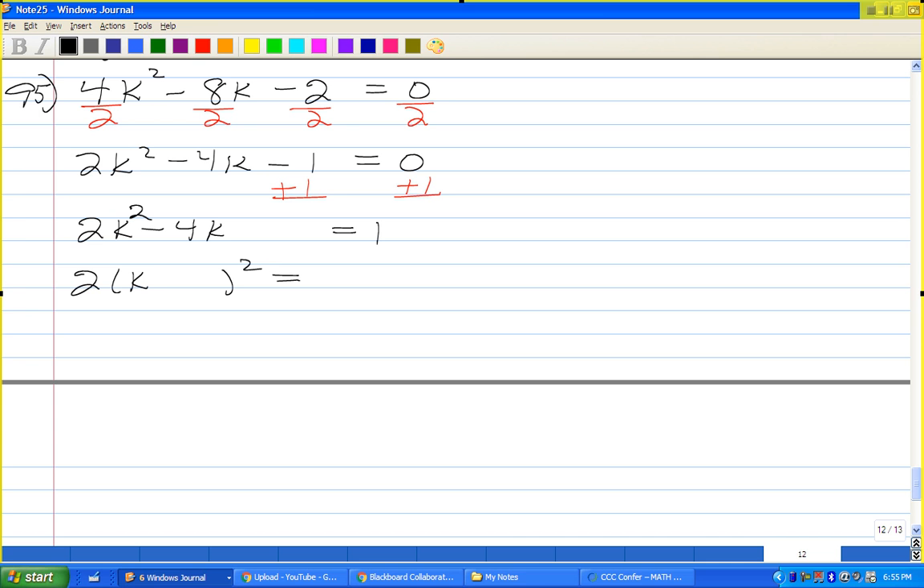I have negative 4 divided by 2 times 2. 2 times 2 is 4. Negative 4 divided by 4 is negative 1. Negative 1 squared is 1, times 2 is 2. So let me add 2 to both sides of my equation. 1 plus 2 is 3. Divide both sides of my equation by 2.